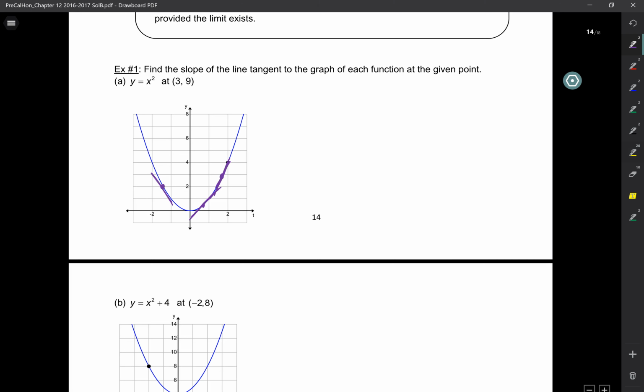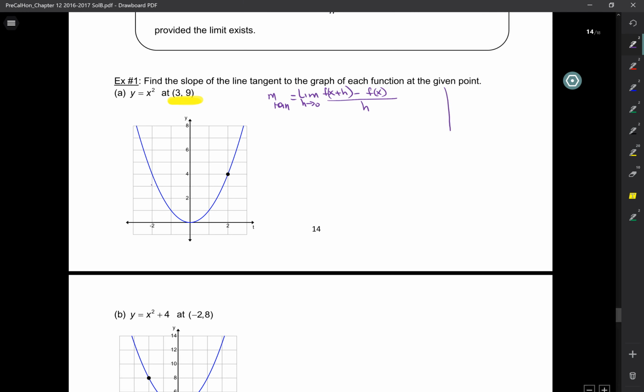So now we want to find the slope at (3, 9). What we want to do first is find the slope of the tangent line. This is equal to the limit of f of x plus h minus f of x over h. Oh, no, wait, sorry, hang on. The limit as h approaches 0 of this, because we want the slope of the tangent line. Now, stay with me on this, guys.